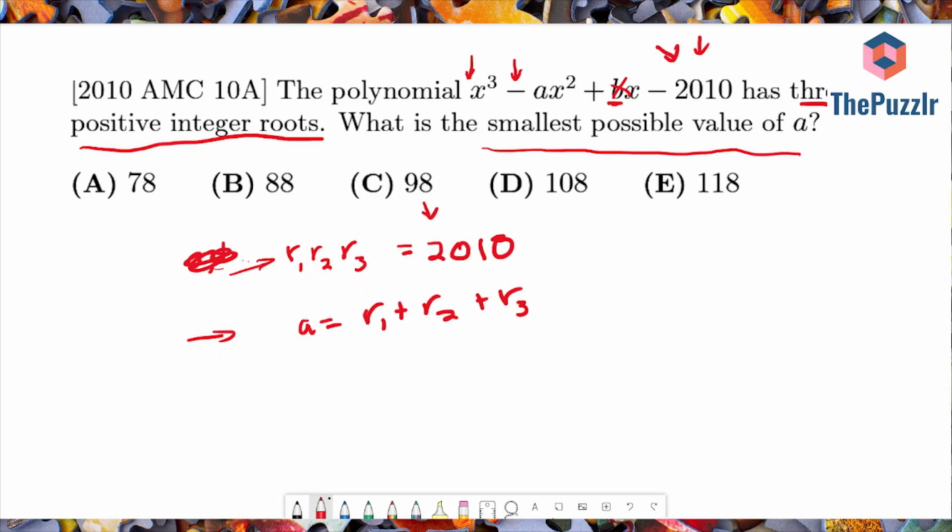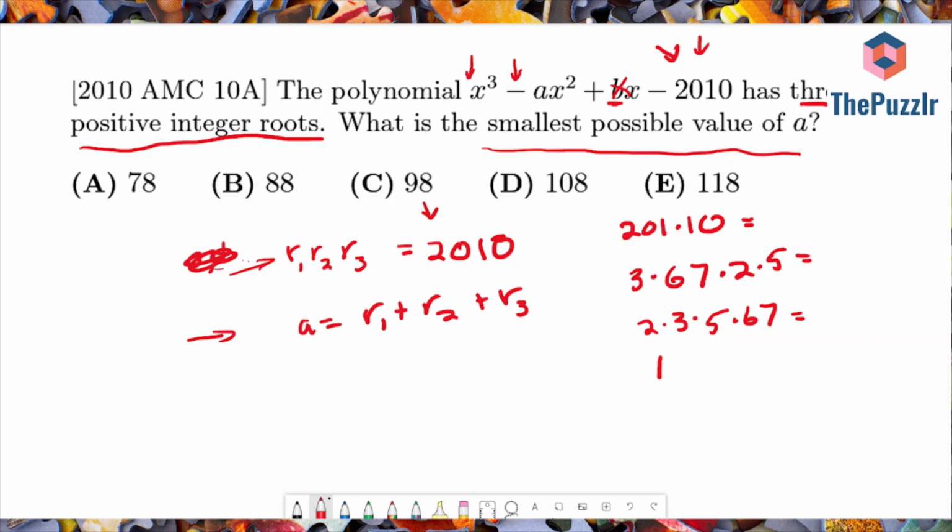What are the factors of 2010? Well, 2010 is equal to 201 times 10. 201 is equal to 3 times 67, since 3 times 60 is 180 plus 21. Okay, 67 times 2 times 5. So 2 times 3 times 5 times 67. So there's 8 factors, right? What does that tell us?